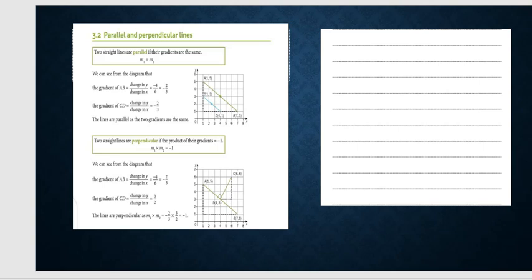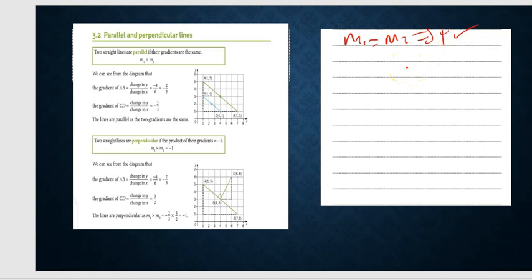Now let's look at parallel and perpendicular lines. Two straight lines are parallel if their gradients are the same. So if you have two gradients that are equal, gradient 1, if M1 is equal to M2, then these are parallel lines.